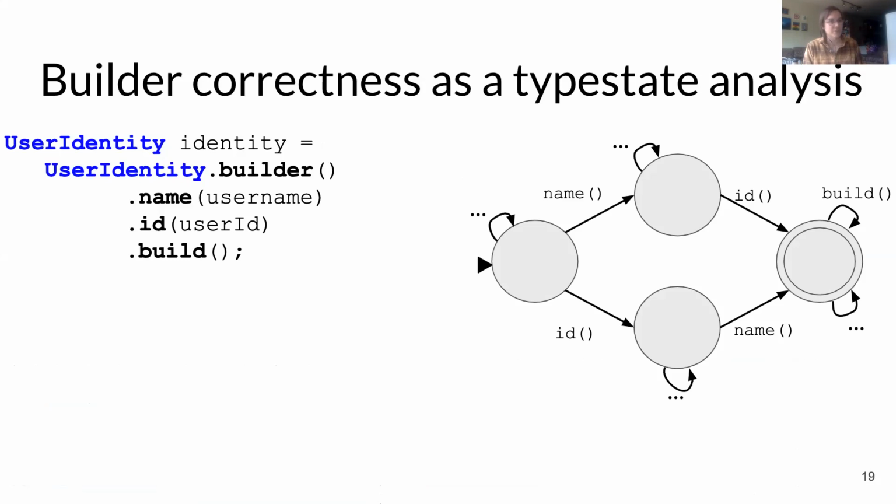So at the start, we're going to assume that nothing has been called on the builder, and when name is called, we transition into a name-only state. When ID is called, we transition into a good state, once both have been called, where we're allowed to call build. And if we call build earlier, then we transition into a failing state that we can't get out of. And the analysis issues an error if we ever discover that any of the builders in the program are in the failing state. And this is a totally sound approach, right? This is going to work.